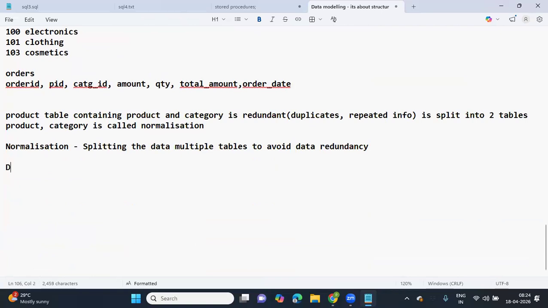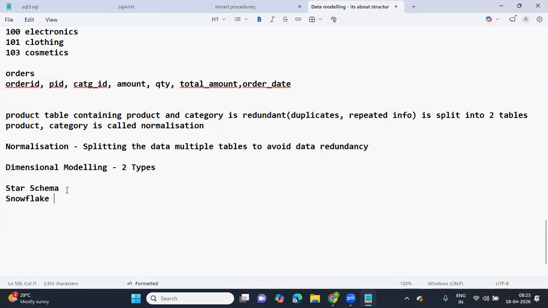Okay. So this is called dimensional modeling. Dimensional modeling, because you are modeling the facts and dimensions. That's why it is called dimensional modeling. Dimensional modeling is of two types. You have to consider all these aspects while designing a data model. Okay. So star schema and snowflake schema.